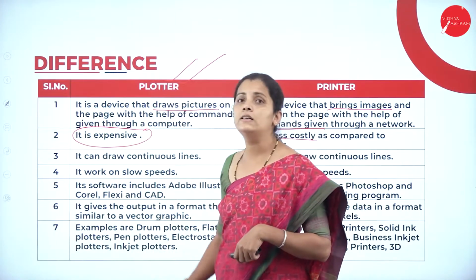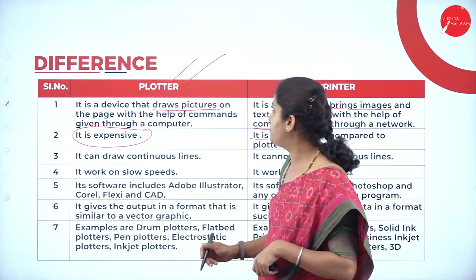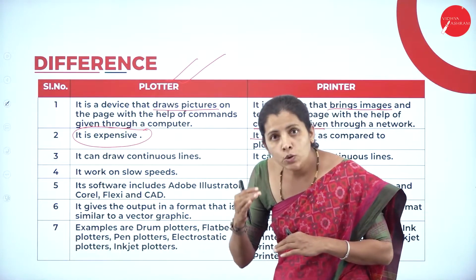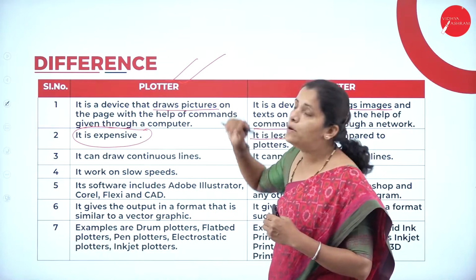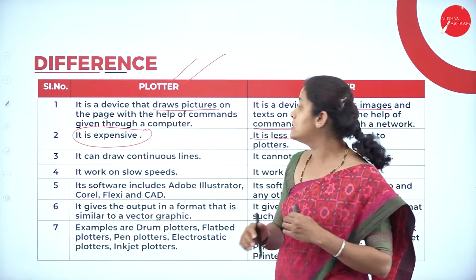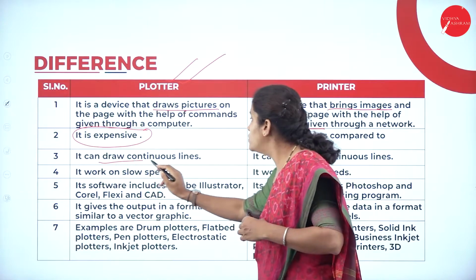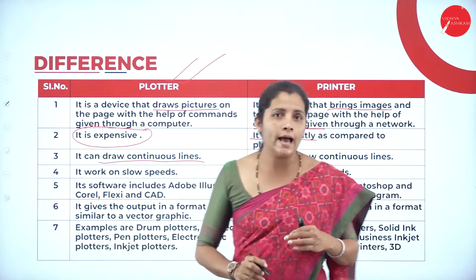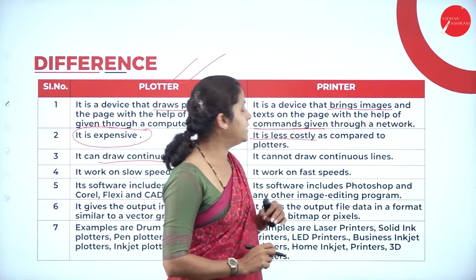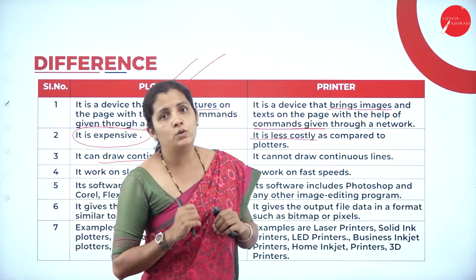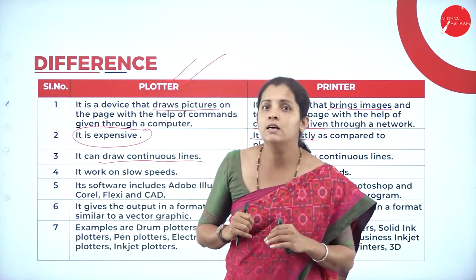Then what is the third difference? The third difference is that by using a plotter, you are able to draw a continuous line. So it is possible to draw a continuous line, whereas in the printer, you cannot draw a continuous line.